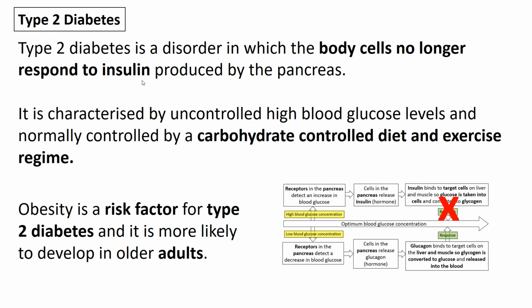More complex carbohydrates are better for you because they digest much more slowly. Any sugars in sweet drinks and things like that would be difficult to manage if you're type 2 diabetic. In type 2 diabetes, some risk factors are obesity. It's much more likely to develop in older adults, and it can more regularly be controlled by diet and exercise.